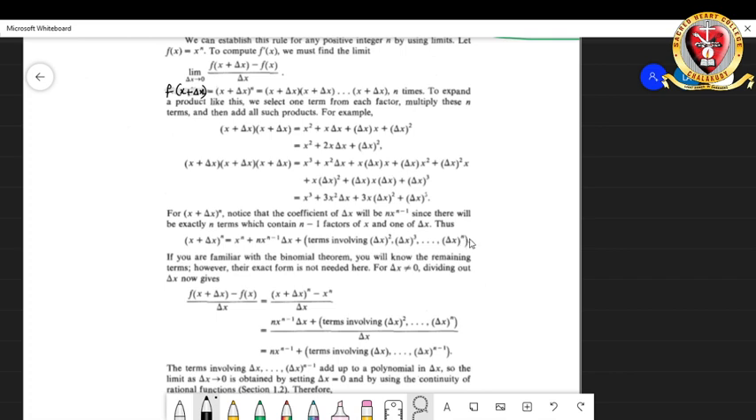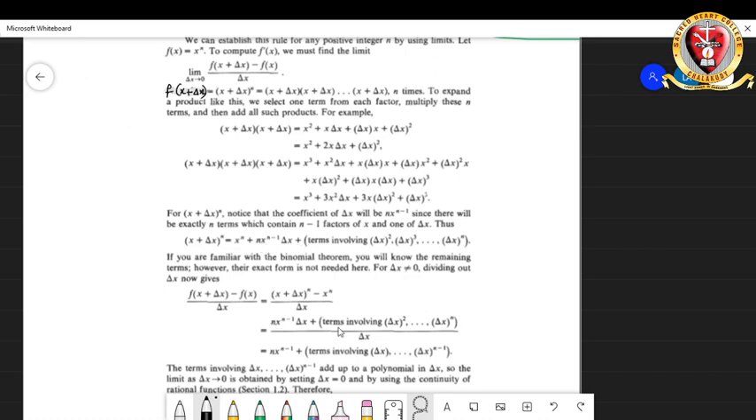(x plus delta x) whole raised to n. That is going like that. Okay. Now we are considering f of x plus delta x minus f of x divided by delta x. That is (x plus delta x) whole raised to n minus x raised to n, divided by delta x. So when you expand this, you have this, and when you subtract x raised to n from that, you get from here.